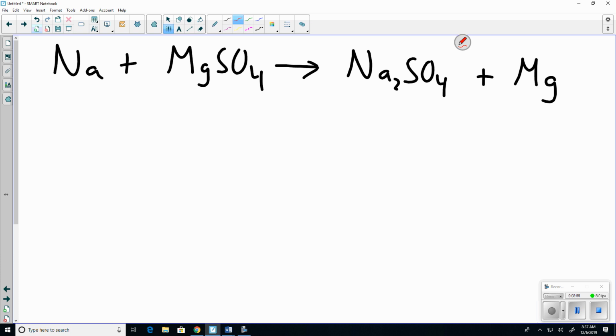I'm going to ignore sulfate when it comes to oxidation numbers. So I got a 0 for the sodium, plus 2 for the magnesium, plus 1 for the sodium, and a 0 for the magnesium. Which element was oxidized? What had its oxidation number increase? The sodium.